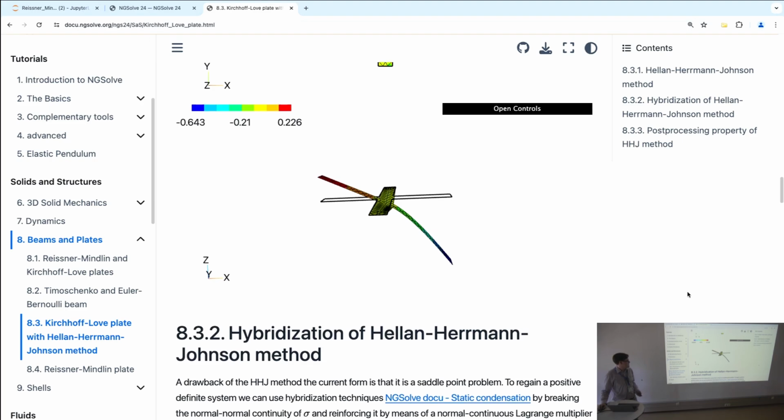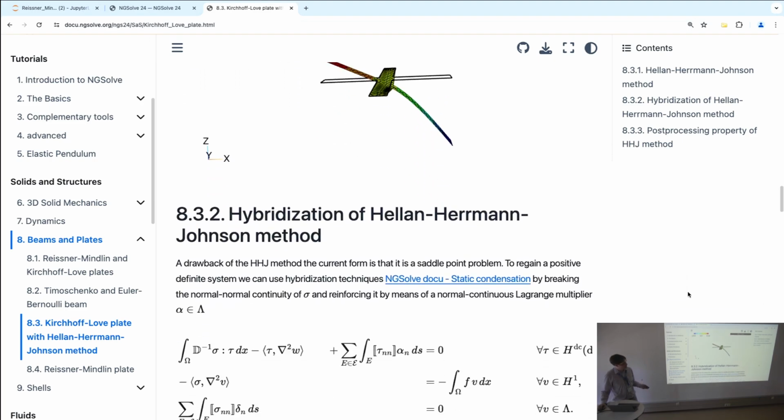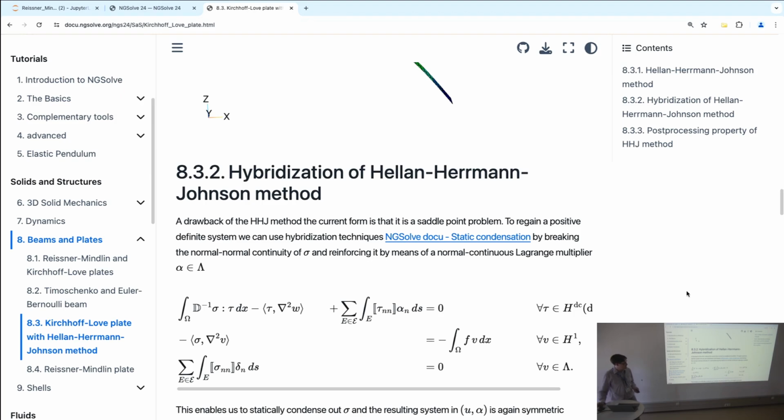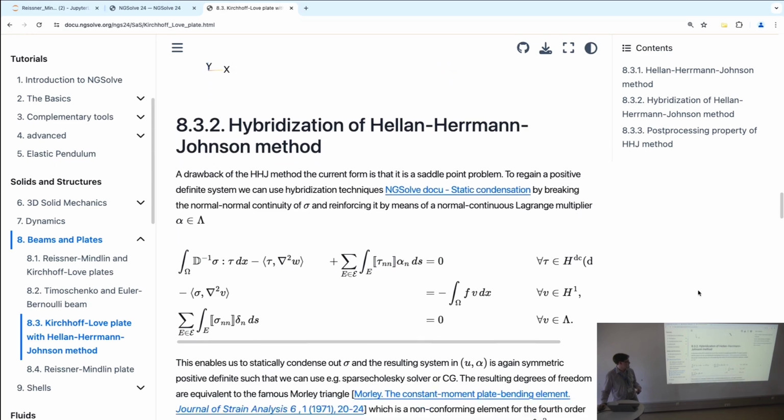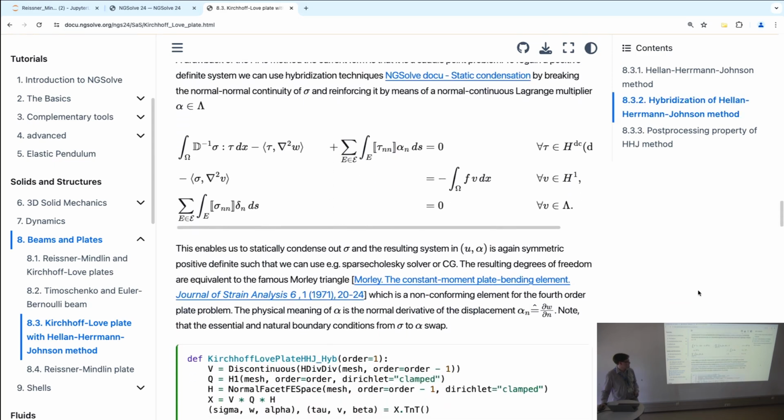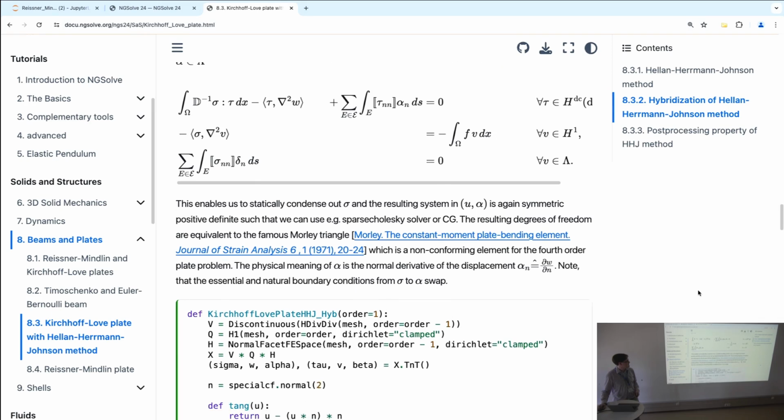And one might say, okay, we have a mixed formulation, which is a saddle point problem. So this normally means that we will get an indefinite system after assembling. So we cannot apply CG or a sparse Cholesky solver, but we can overcome this problem by using static condensation, as we know from mixed methods. So we break the normal continuity and enforce it by a Lagrange multiplier. We can then use static condensation to eliminate the bending stresses on element level.